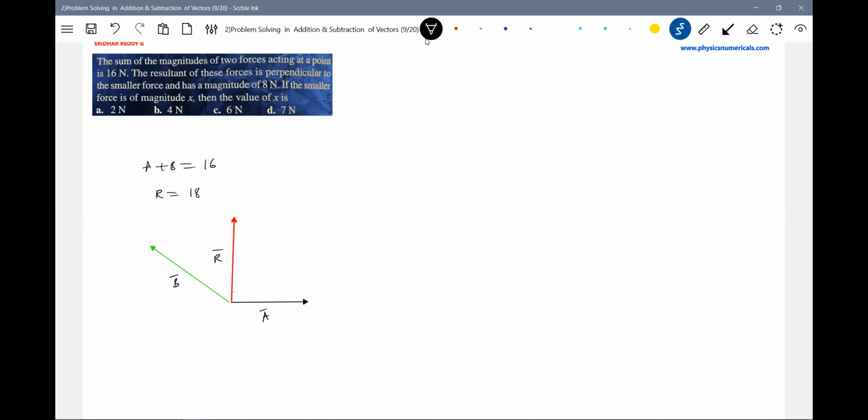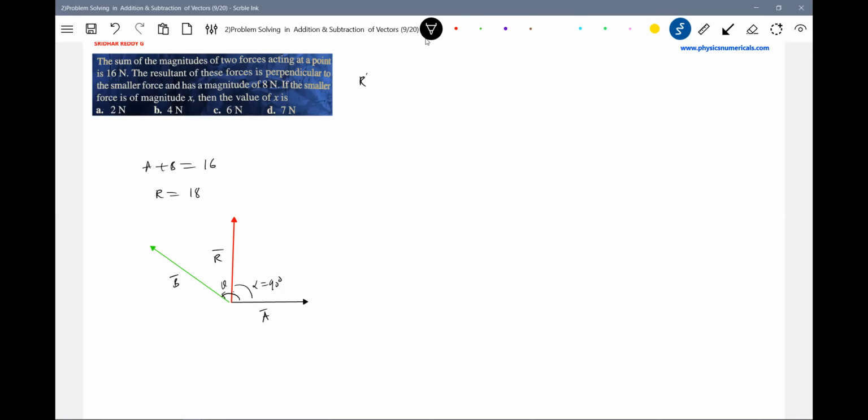Again, the angle between the vectors is theta, and this is alpha, 90 degrees. Again, the same thing is going to help us, the same as the previous problem we did. We can proceed in a similar way here. A plus B is 16. So first we will write the equation.